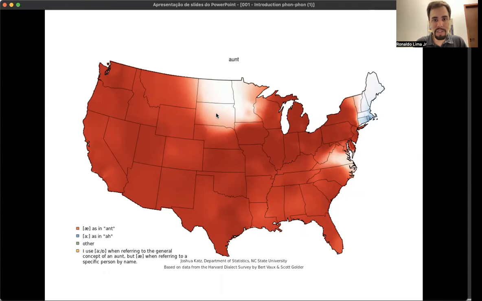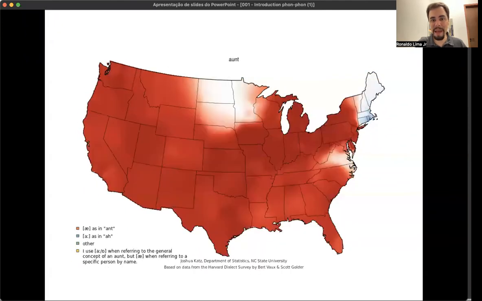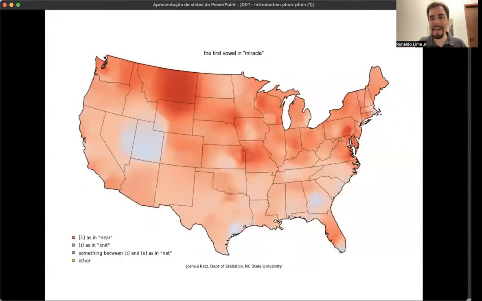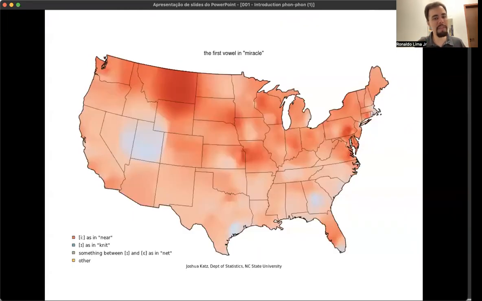And this region over here near Chicago, right? And this one over here, that they will vary, right? They say, I will use one vowel when referring to the general concept of aunt, but another when referring to a specific person by name, right? So you see variation. Now you can already see that these two maps both have red as a color to code answers. But this one, very strong red. This one, not very strong. It means that people favored the answer in red, but not as much, right?